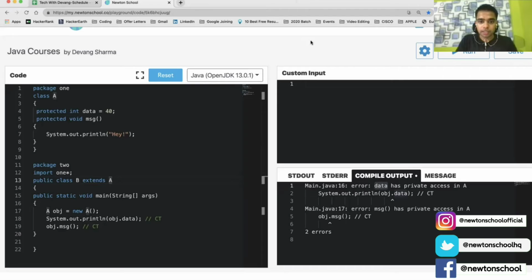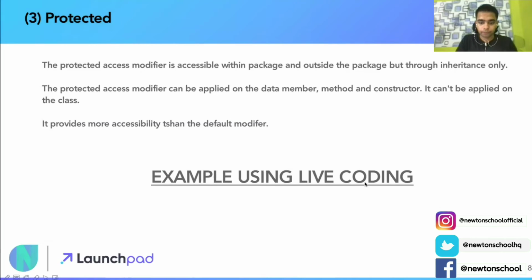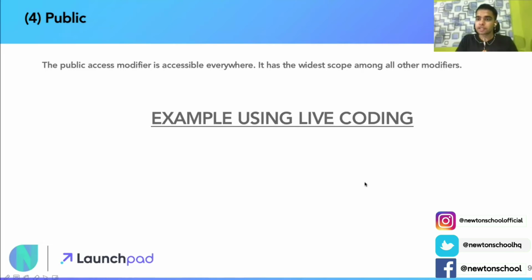Let's move to the last type. The last type of access modifier is public. The public access modifier is accessible everywhere and has the widest scope among all the modifiers. So it can be accessed inside the class, outside the class, inside the package, outside the package, with the subchild class or without the subchild class. In any case it can be accessed. Let's see with an example.